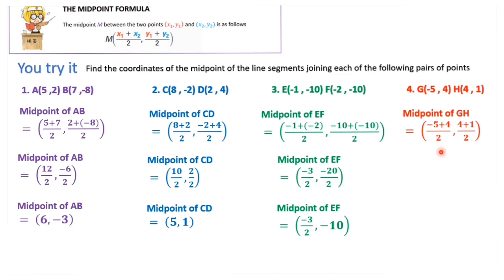Anyway, last example. Let's add negative 5 and 4, then 4 and 1. And then let's get the answer, and that's it. You can have this as negative 0.5 and 2.5. That's it. That's your final answer. That's the distance formula and the midpoint formula. And that ends the video.